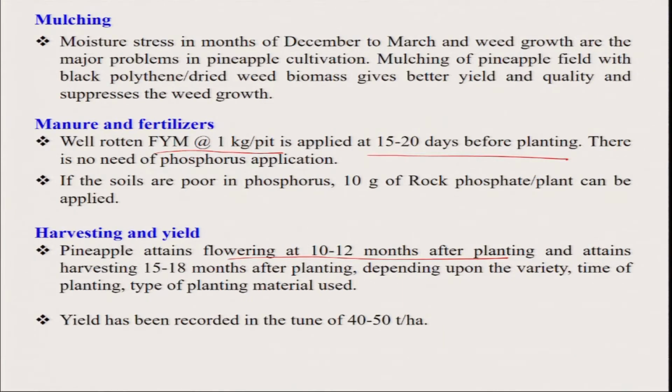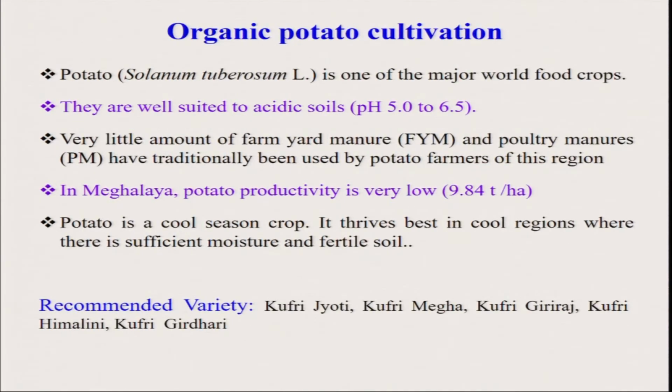In that time, lots of weeds may come in your field, but if you grow intercrops with some legumes, they not only reduce the weeds, but also give some extra production of pulses and restore soil fertility. The yield is very high, we can get up to 40 to 50 ton per hectare. Now I am coming to the potato.